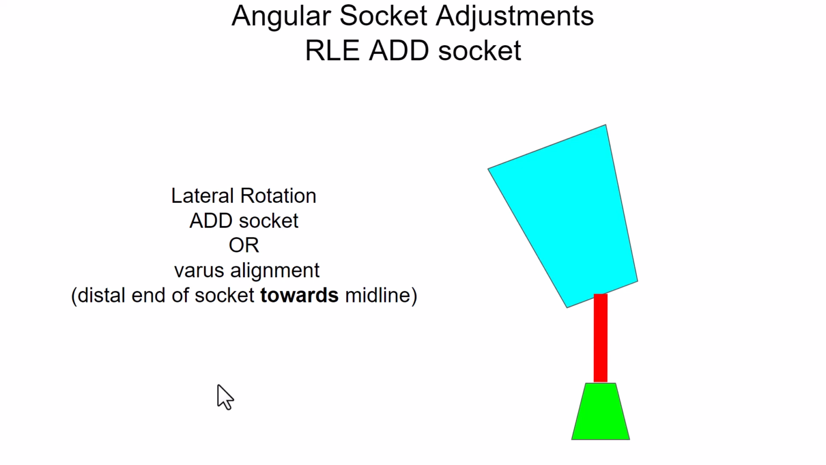The first is, if this is still your right lower extremity, this is considered an adducted socket. So what happened here is that the socket itself was rotated laterally. This produces a varus alignment, and if you remember back from kinesiology, varus means that the distal end of the socket is more toward midline. So if this were the right lower extremity, the left lower extremity would be over here. That socket is pointing toward midline of the patient.